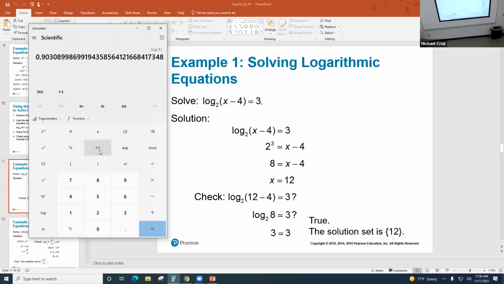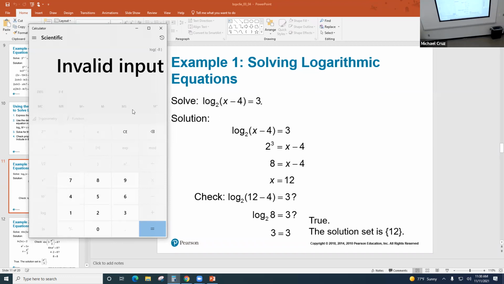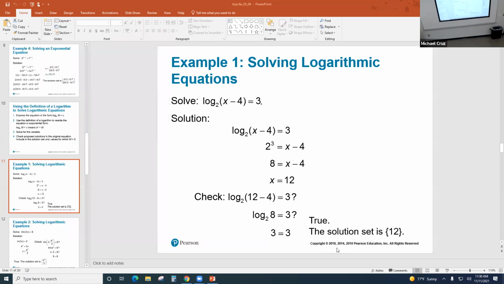Let's say that was 4 minus 12. Again, the order matters. So you try to put a negative number in there, take a logarithm of it. See, it's an invalid input. So that's why it's important that these are checked. In other words, the domain is going to be x minus 4 greater than 0, so x has to be greater than 4 for this to work. Greater than or equal to 4.